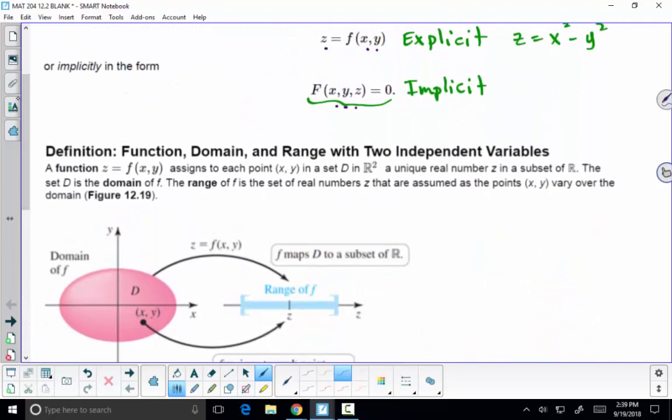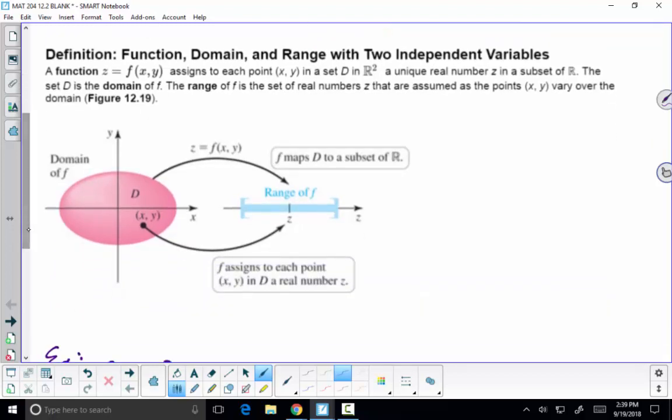So notationally, this is just a slightly different notation here. This is more general, right? When you have an explicit function, it's very specific. You've chosen a dependent variable and you've got an explicit form for it. If you plug in the x and the y, you get a z. Down here, it's a little more hidden. So let's talk about domain and range.